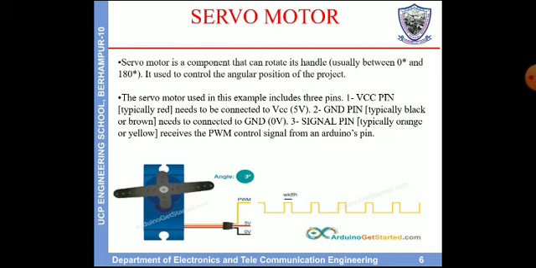The output from the microcontroller board acts as an input to the servo motor. According to the pulse width of the signal, the position of the shaft of the servo motor changes.